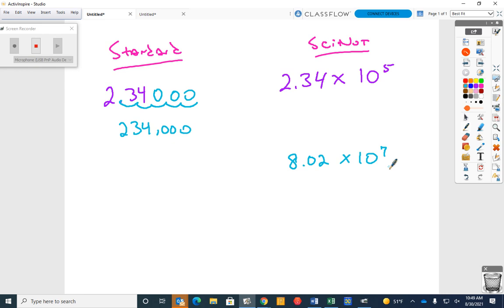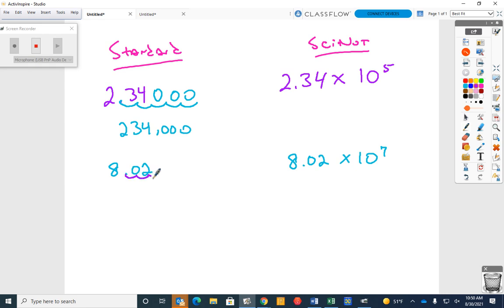Okay? I have 2 with an answer. I have 3, I have 4, I have 5. Okay? Audrey, help me out. What should I write first here? 8.02. Okay. And then I put my pencil where? On the decimal. And I move it how many places? 7. Can I just put 7 zeros? It's the same thing, right? No. No.